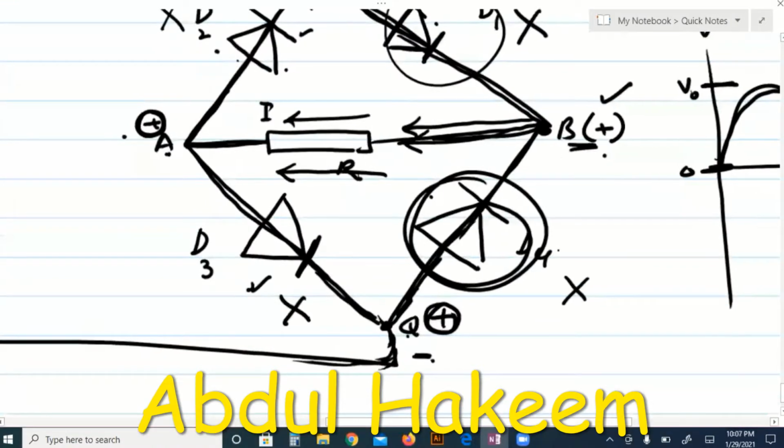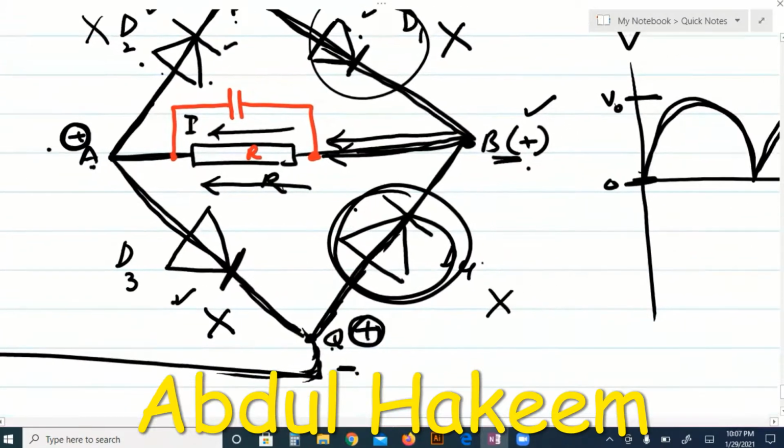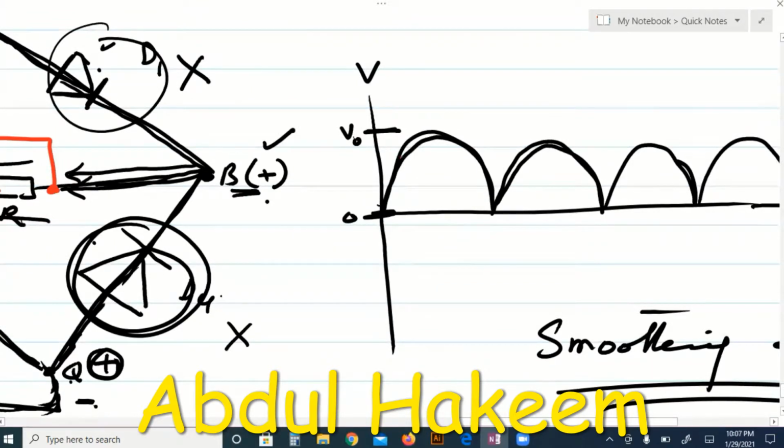Okay, now this is the resistor, but a capacitor is connected parallel to this resistor. So for smoothing of the ripple, a capacitor is used. It's connected parallel to the resistor. What is the purpose of this capacitor? Okay, when the voltage increases to this level, which is extra voltage for the resistor, then this extra voltage is used by the capacitor to charge itself.